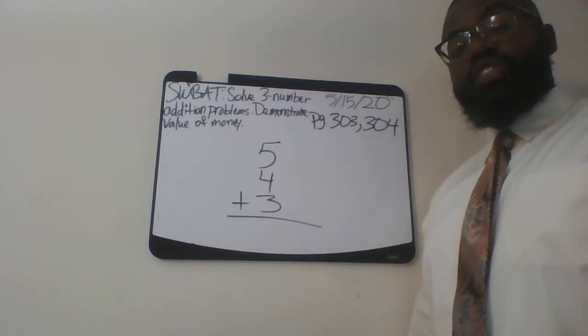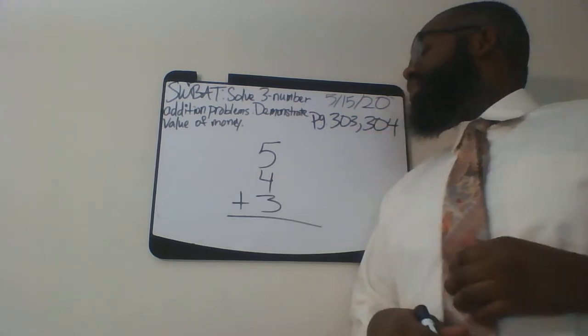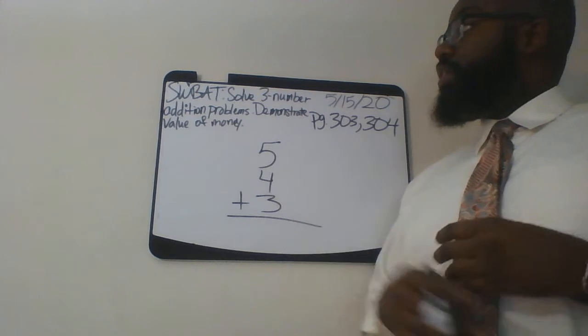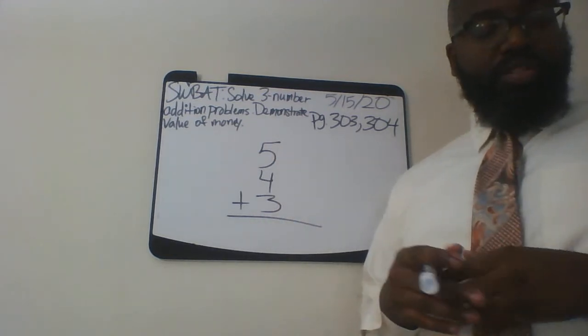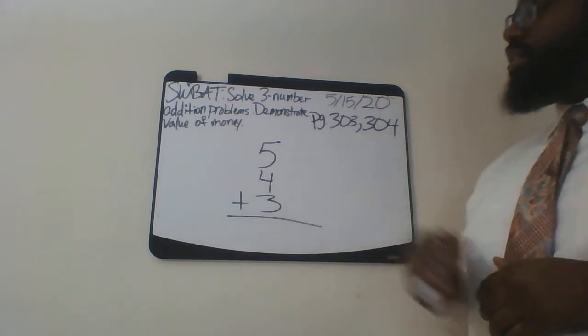Good morning, first grade. This is for group Unstoppable, group key turning page 303. For today, for math, we're basically working on solving three number addition problems. We're going to demonstrate the value of money and also be able to identify certain numbers by using tally marks, okay? So let's look at number one.